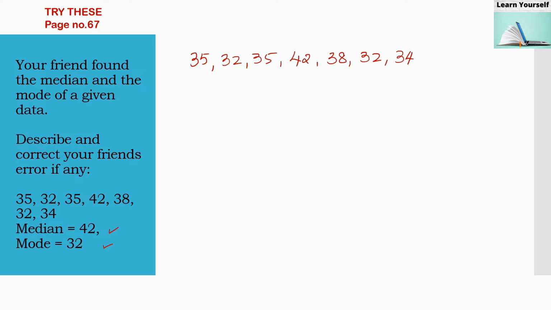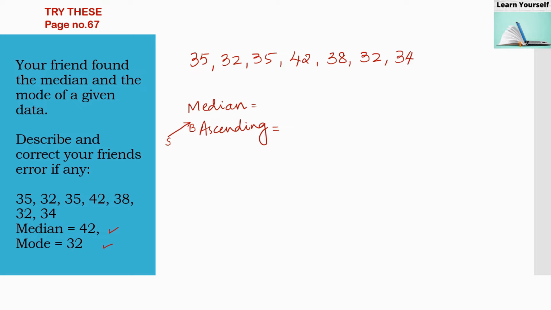So first of all, let us find out the median. How to find out the median? When we are finding out the median, first we have to arrange all the data either in ascending order or in descending order. So let us first arrange this data in ascending order. What is ascending order? The smallest number will come first, and from smallest we go to biggest. Let us arrange the above data in ascending order.